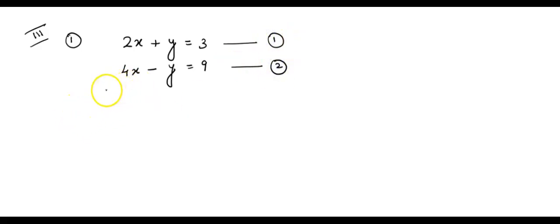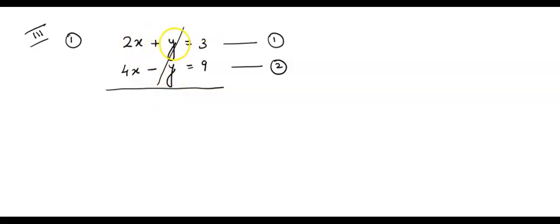Whenever you are solving two simultaneous linear equations, first you can check: 2x, 4x, both are positive; plus y, minus y. As you can see, the y variables are the same with opposite signs, so directly we can cancel. If the variables are the same and the signs are opposite, you can directly cancel them. You no need to change equation 2, plus as minus, minus as plus. Whenever you see same variables with opposite signs, then you can cancel them.